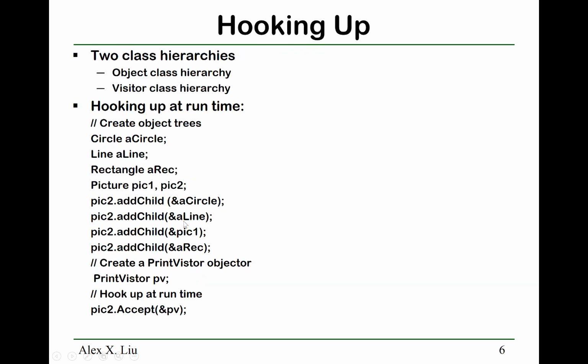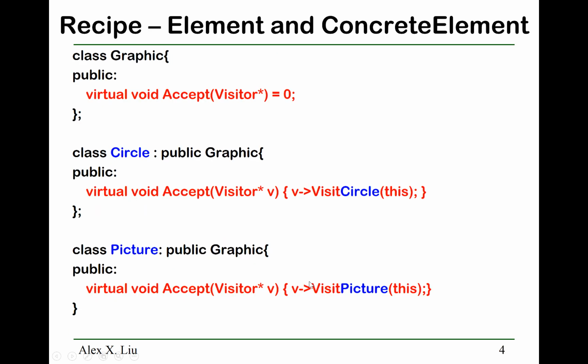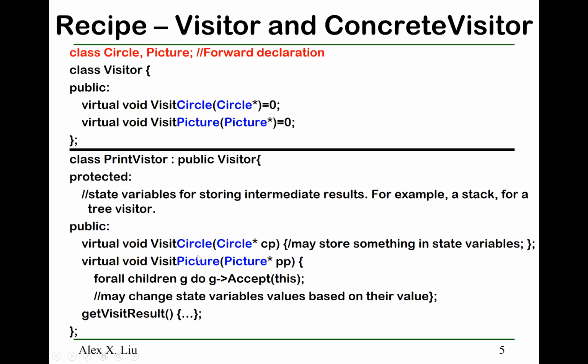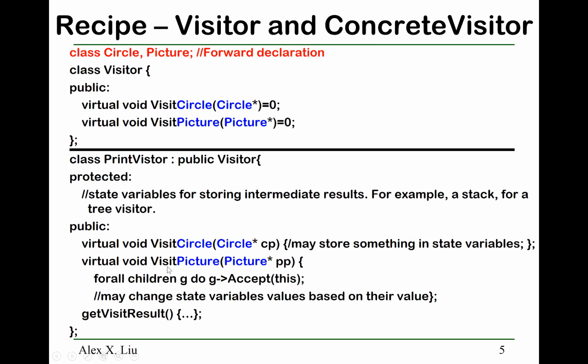All right. And for the second, the line object, it is similar. And the third child is a picture, which means that this picture accepts this print visitor, visit picture this, which means that we are executing this function again, visit picture with the picture pointer. This will be pic1, right? So this means that when this picture object has one picture child, this visit picture is called recursively.